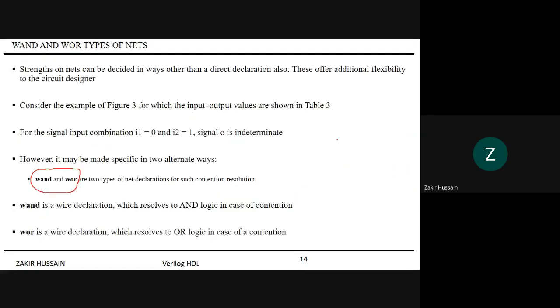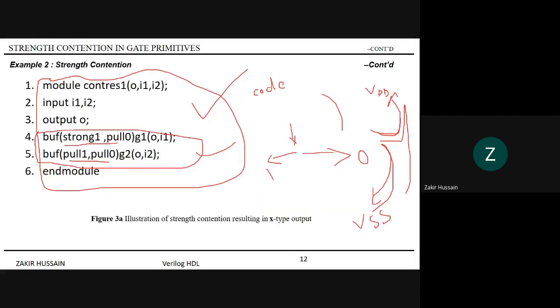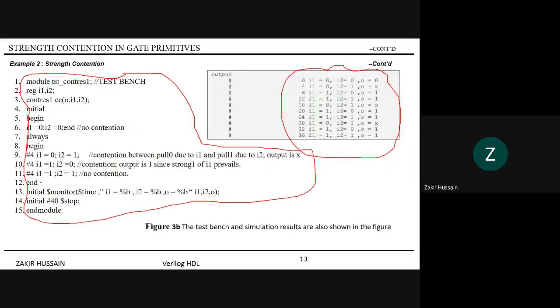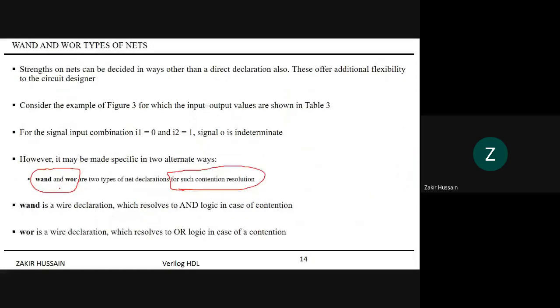To overcome that problem, strengths on nets can be decided in ways other than direct declarations. These offer additional flexibility to the circuit designer. Consider the example of this figure. The point here is that it may be made specific in two alternate ways. Those alternate ways are WAND and WOR, two types of net declarations for such contention. That is the conclusion actually. Why we are going for WAND and why we need WOR is that with strengths alone we cannot address the contention issue.